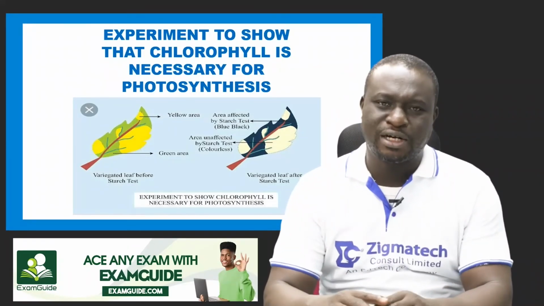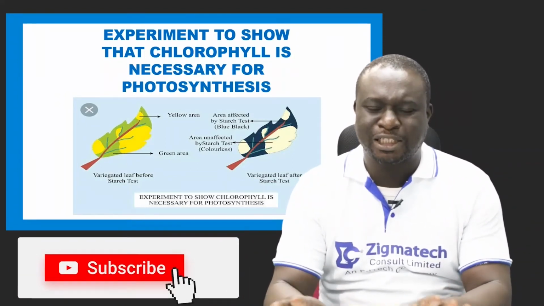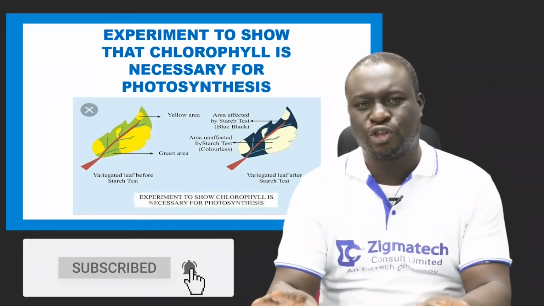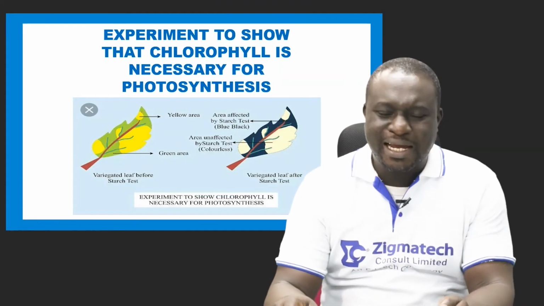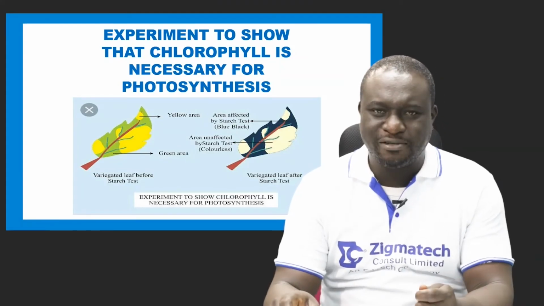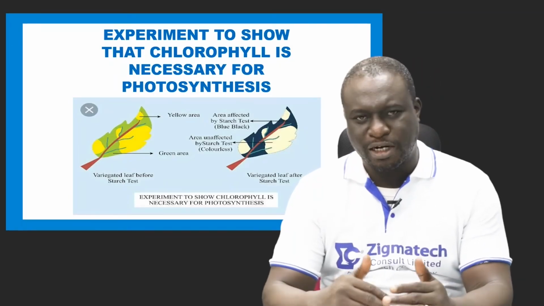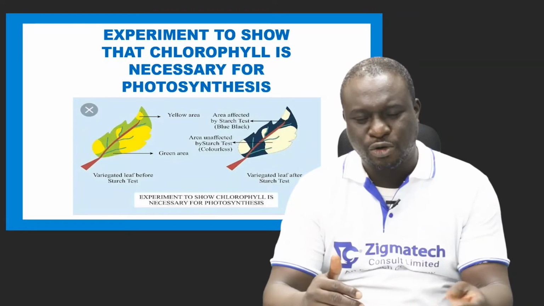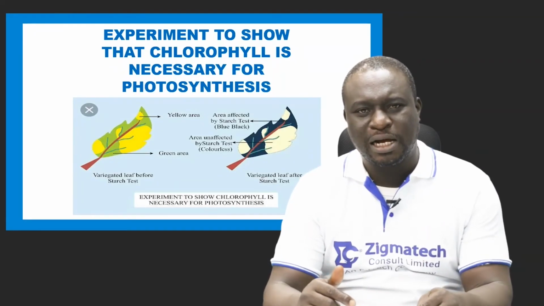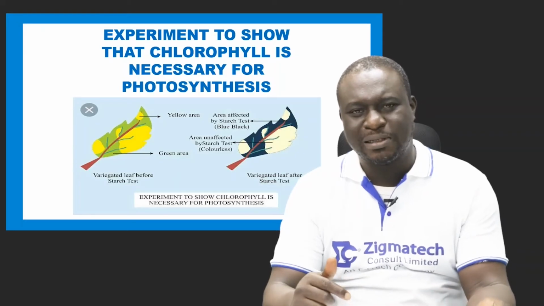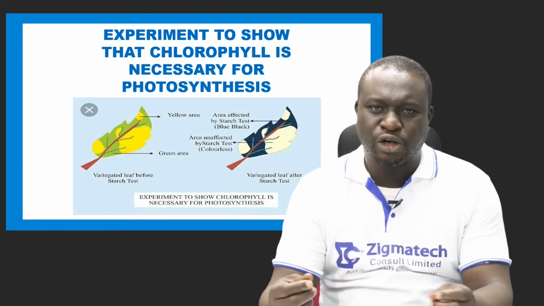Now, how do we carry out this experiment? You get the variegated plant and let it be exposed to sunlight for quite some hours. After that, pluck a variegated leaf and test it for starch. Remember the process we said about testing for starch? You insert it in boiling water, you remove it and insert it in 70% ethanol. You remove it and insert it in hot water, and then you put it on the tile, and then you put a few drops of iodine.